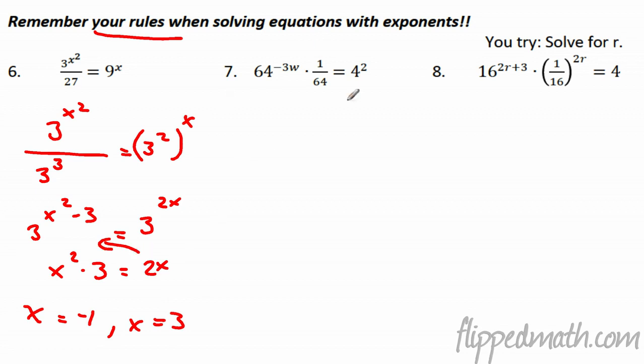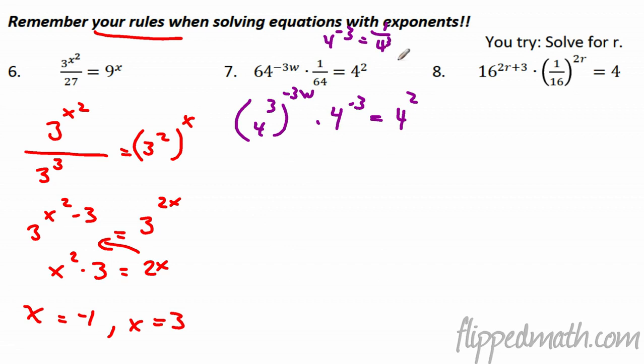All right, number 7. Same idea. I look at all these powers of 4. This is really ugly, though. I'm going to rewrite that. That's 4 to the third power. And then that, you've got to be really careful with your parentheses and everything. So that is raised to the -3w power times, what is this, 1 over 4 to the third, so that's 4 to the -3. And this is all equal to the 4 squared power, right? So 4 to the -3, did everybody catch that? So that's 1 over 4 to the third, which would be 1/64. So that's where that comes from.